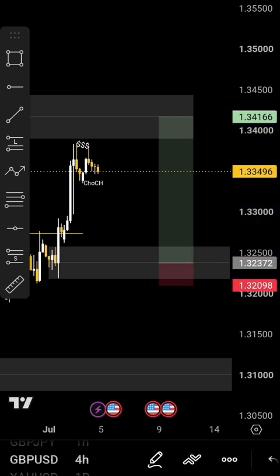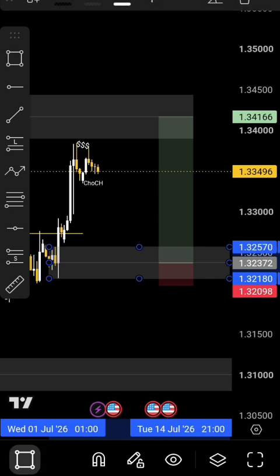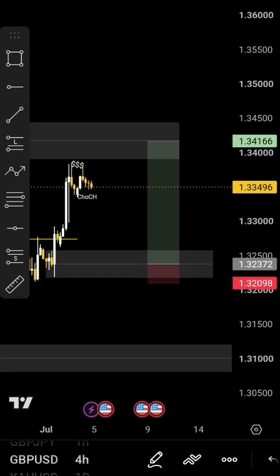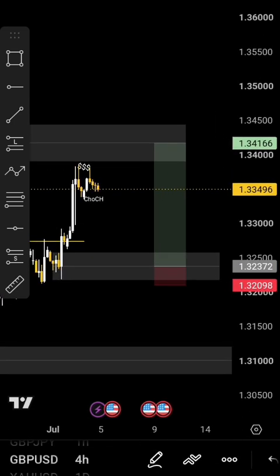And like I always say, if you want a tighter stop loss, you can wait until price comes into the order block, then go into the 15 minutes or 5 minutes, wait for a change of character, and take the trade from there. So this is what we are having based on the structure going into next week.